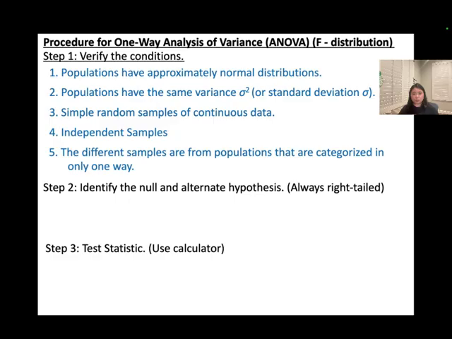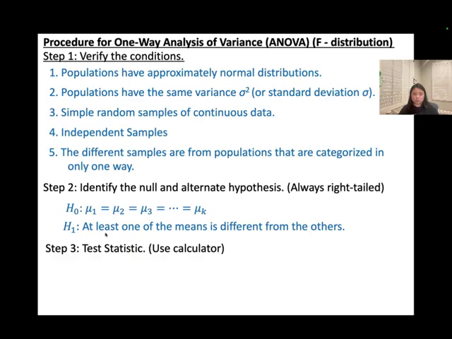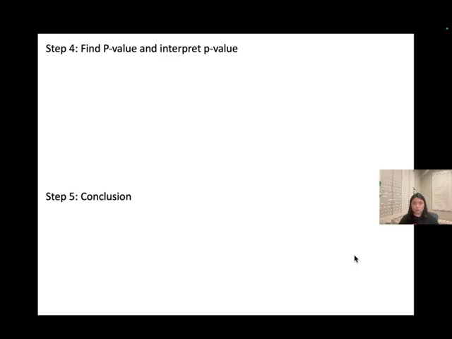Now, identify the null and alternate hypothesis. So, we want to test the equality of the population means. Okay, depends on how many populations you have. And then alternate hypothesis, that will be at least one of the means is different from the others. The test statistic, this is the formula, but I will let you guys use the calculator. Okay, find the p-value and interpret the p-value.